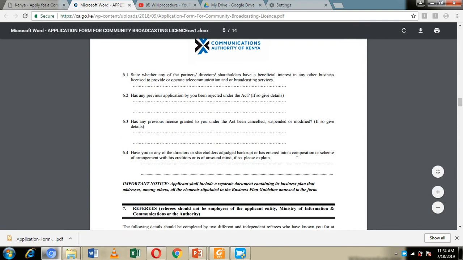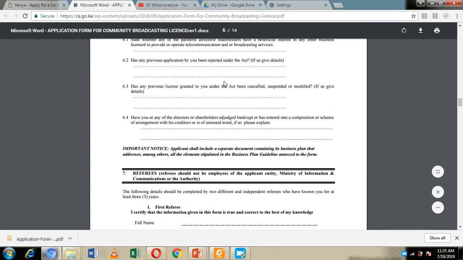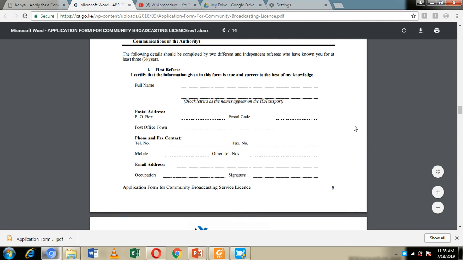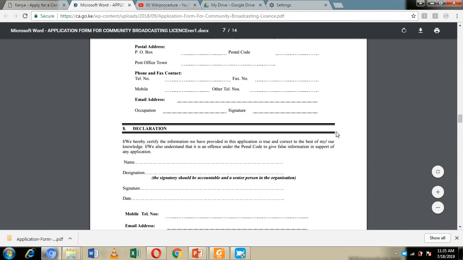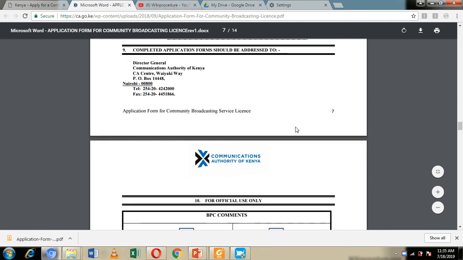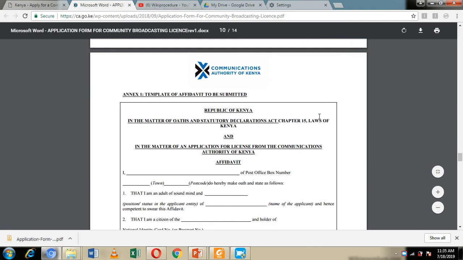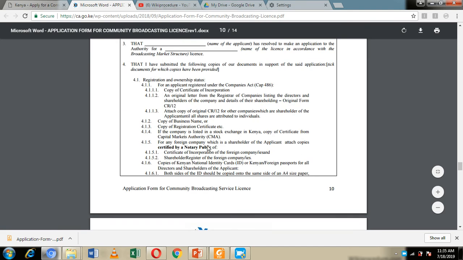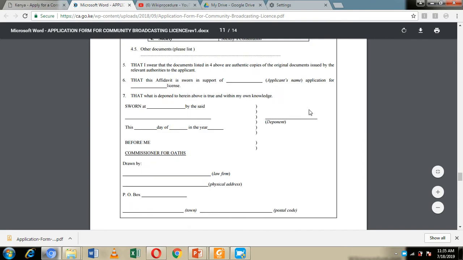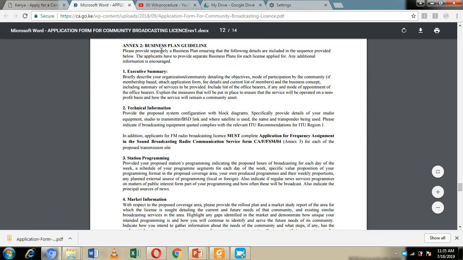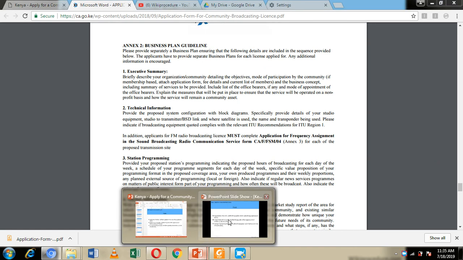These are more information about your entity, if you've ever applied before, if it was successful, if it was rejected. You'll give more information about referees. Let's move on. And declaration. And this other section is for official use, but they include instruction on how you're supposed to set up statutory requirements. So all the information that we have just talked about is all included in these. All the guidelines, the business plans are all included in this application form. So let's move on with the presentation.